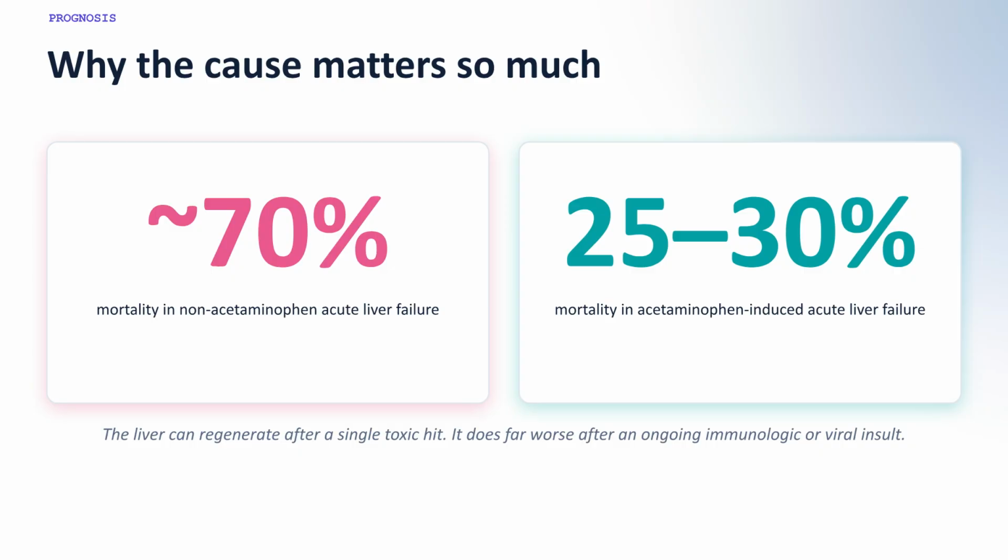And here's why the cause matters so much. Non-acetaminophen acute liver failure carries a mortality of about 70%. Acetaminophen-induced failure, 25 to 30%. A little over a third as high. The reason is that a liver can regenerate after a single toxic hit that has passed. It does far worse when the insult is ongoing, which is the situation in viral, autoimmune, and idiosyncratic drug injury.